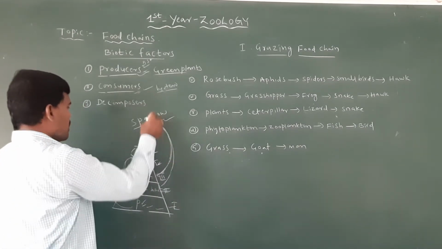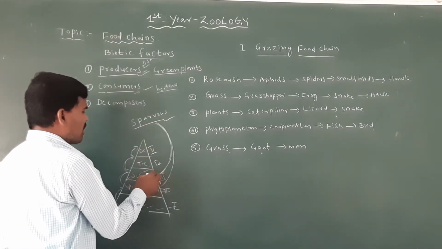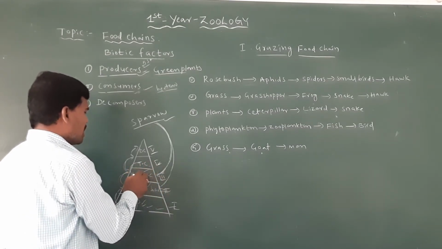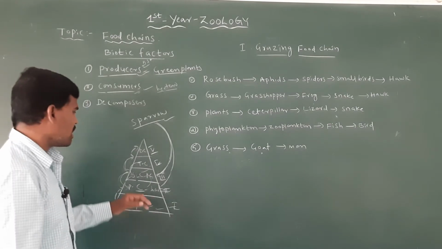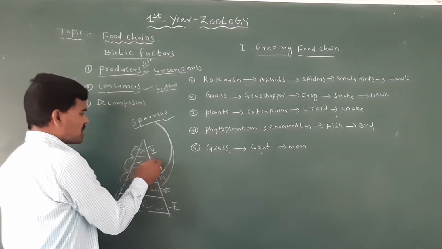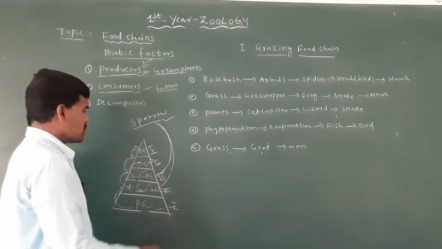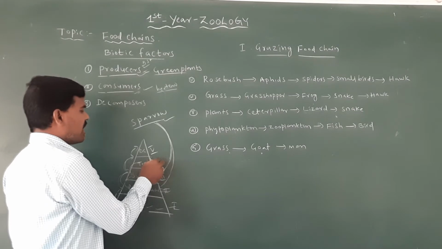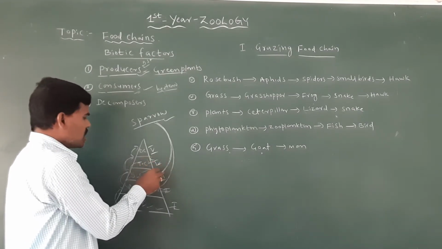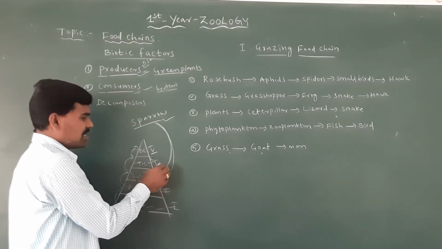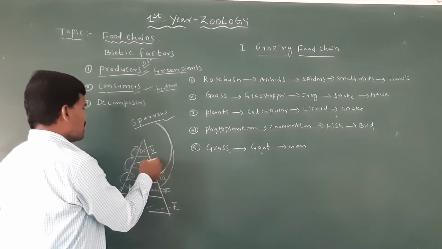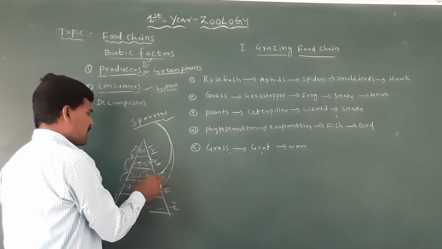So these are the consumers. The secondary consumers, or primary carnivores, feed on the primary consumers. The next, tertiary consumers, feed on the secondary carnivores, or secondary consumers. Secondary carnivores are like lions, tigers, etc. And frogs and snakes are like primary carnivores. The tertiary consumers feed on the primary carnivores.